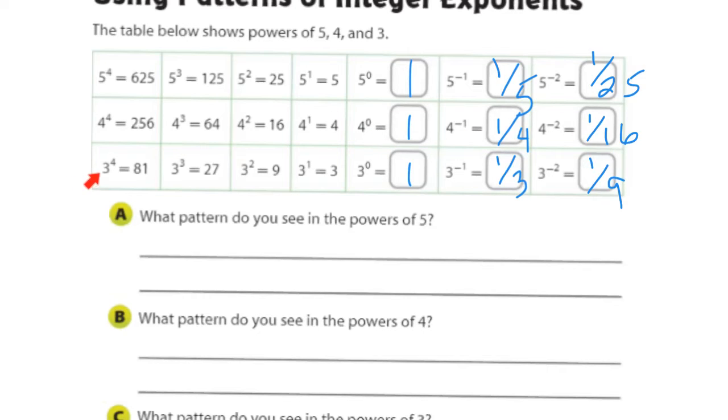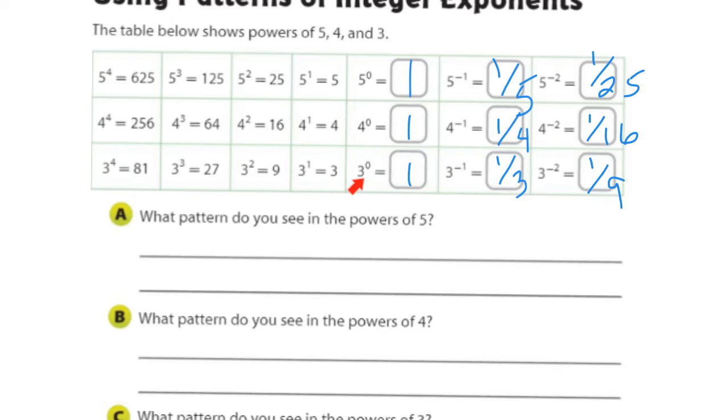For the 3 to the 4th is 81. 3 to the 3rd is 27. 3 squared is 9. 3 to the 1st is 3. Again, you're dividing by 3 each time. You're subtracting 1 on the exponents. So 1 take away 1 is 0. Divide 3 by 3, you get 1.